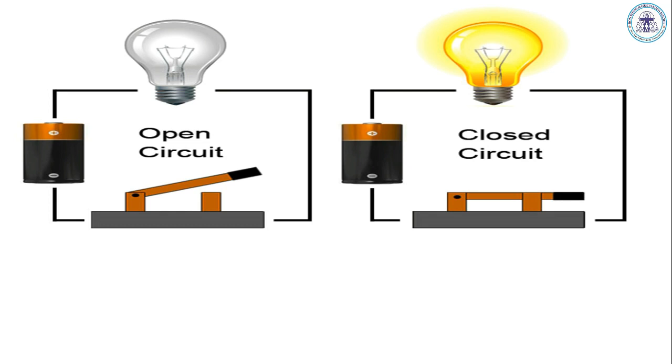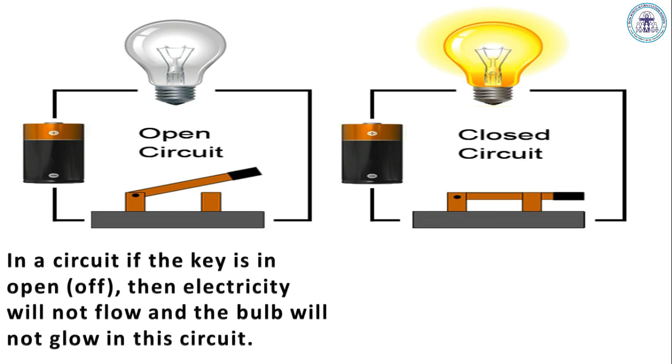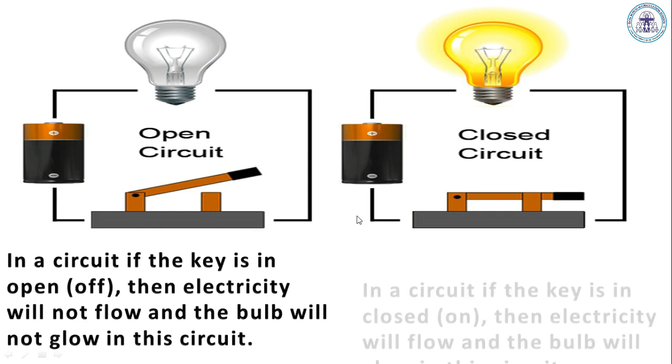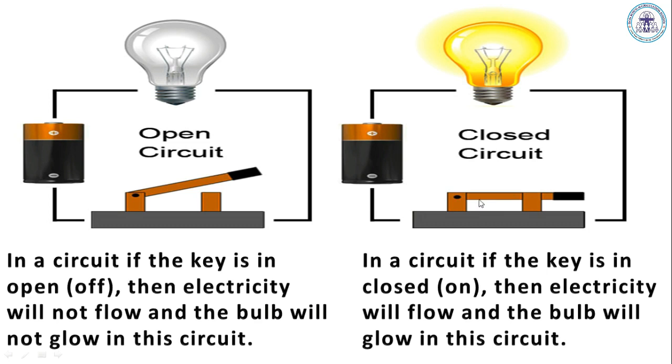Let us know about the open circuit and closed circuit. Open circuit. In this circuit, if the key is open, off condition, then electricity will not flow and the circuit is called an open circuit. The bulb will not glow in this circuit. Closed circuit. In this circuit, if the key is closed, on condition, then electricity will flow and the circuit is called a closed circuit. The bulb will glow in this circuit.